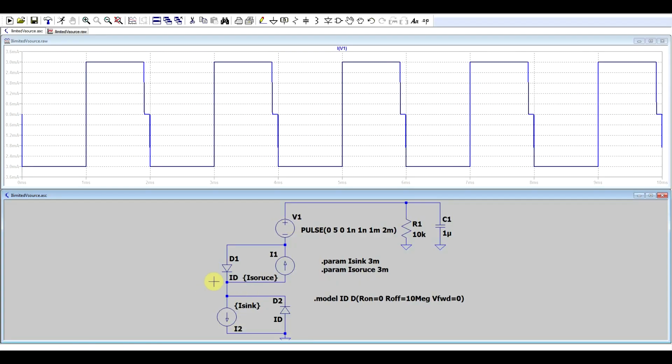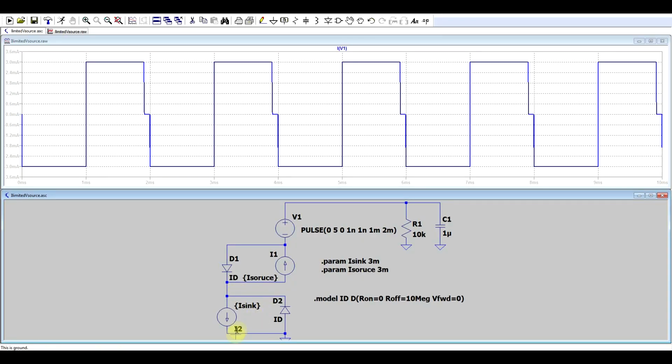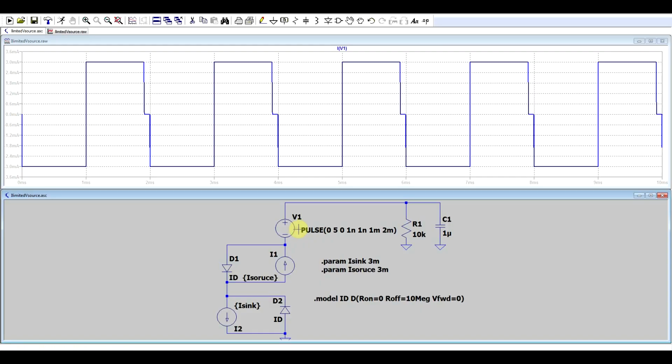Same thing happens when we're sinking current, so when the voltage source is set to 0 volts, if you would want to increase the current above 3 milliamps, the voltage drop on the sink source will increase so that the sum of the two voltages is a positive value. So it's larger than 0. So this is basically how you can implement a current limited voltage source.